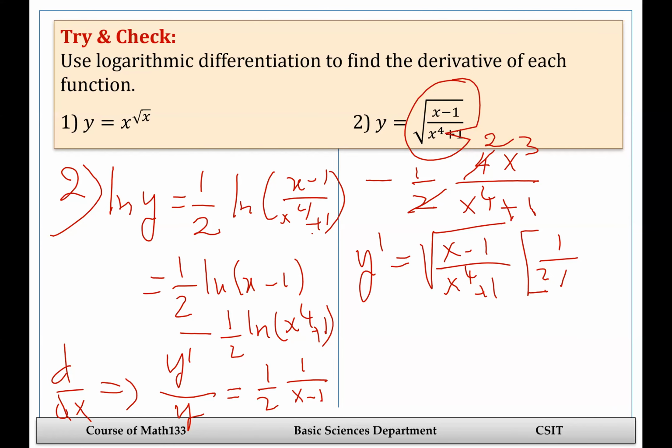So here it is, 1 over 2 x minus 1 and minus 2x cubed over x fourth plus 1. Okay, so that's the y prime.